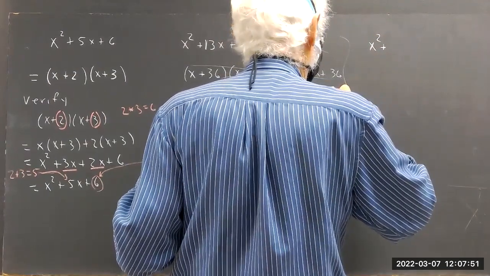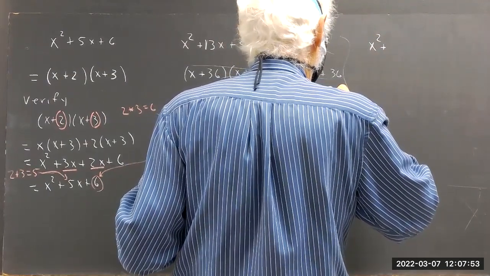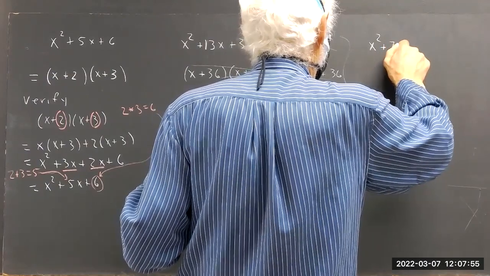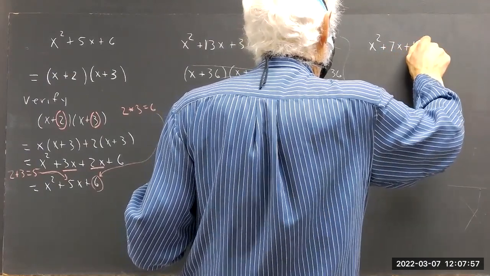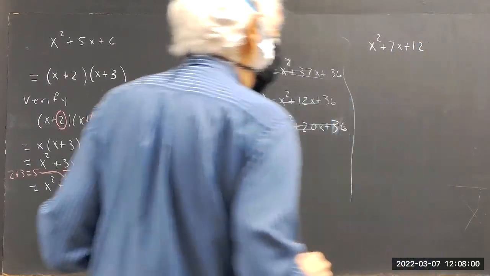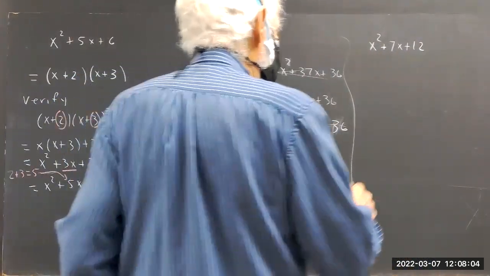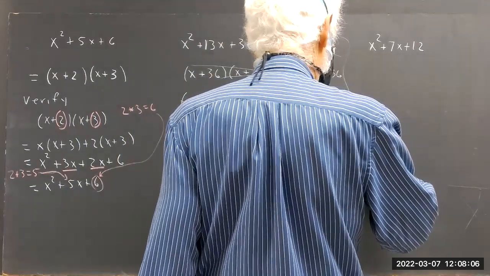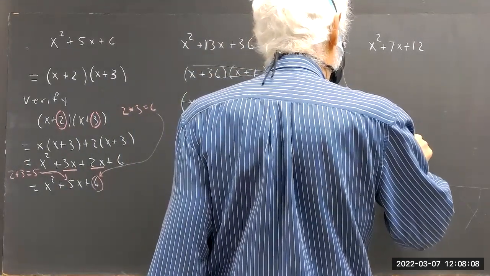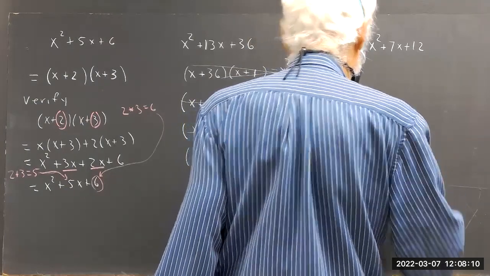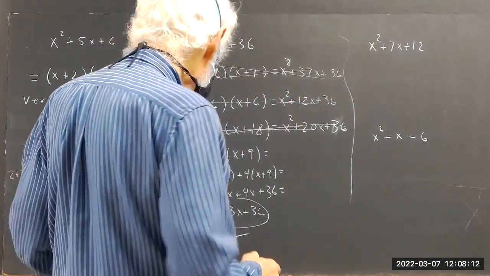Okay, so let's try x squared plus 7x plus 12. See how that works. Then let's try x squared minus x minus 6 and see what you can do with that.